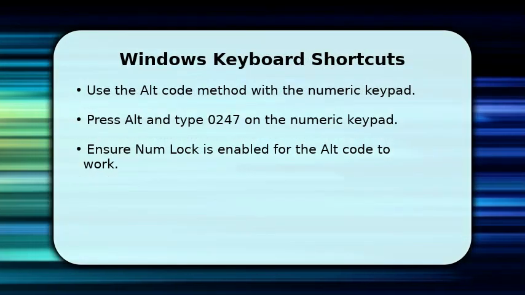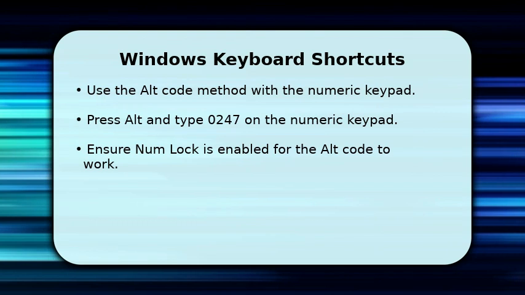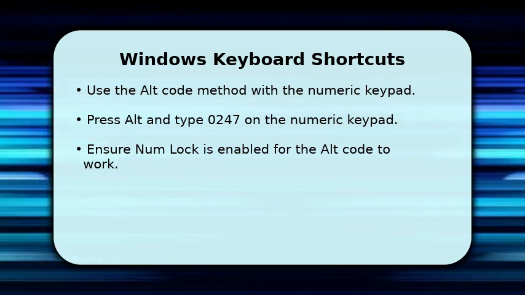For Windows users, one of the most reliable ways to create the division symbol is using the Alt code. Simply hold down the Alt key and type 0247 on your numeric keypad. Remember, your numlock must be active for this to function correctly. This method is consistent across most applications and is a quick way to get the symbol you need.